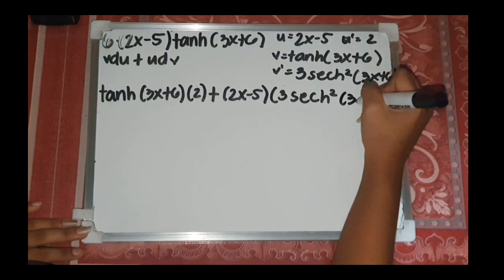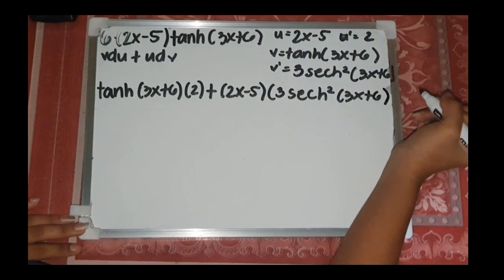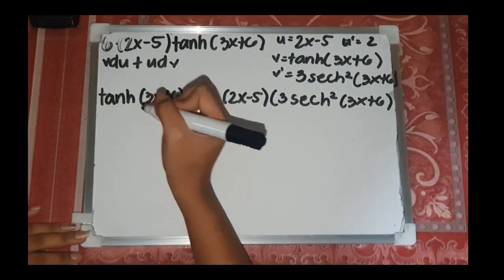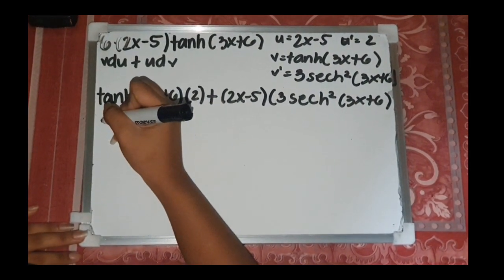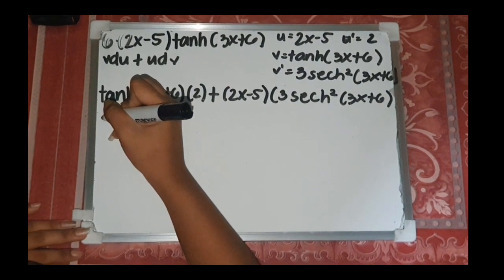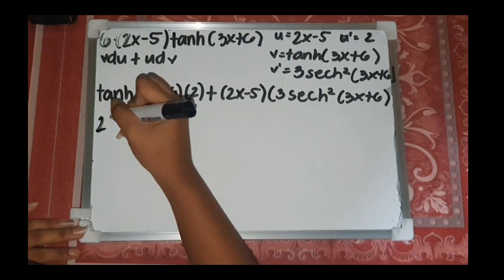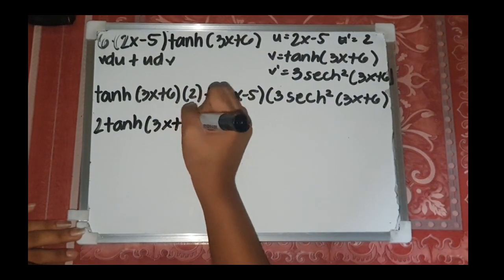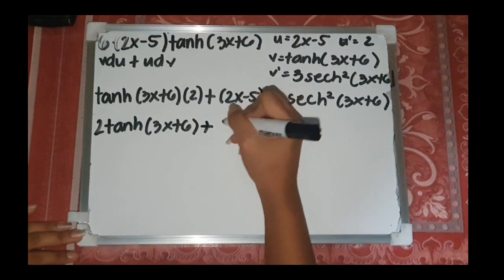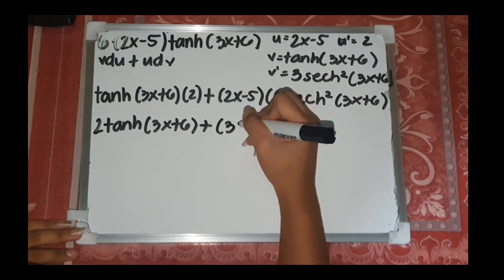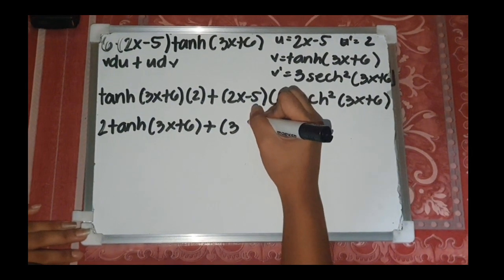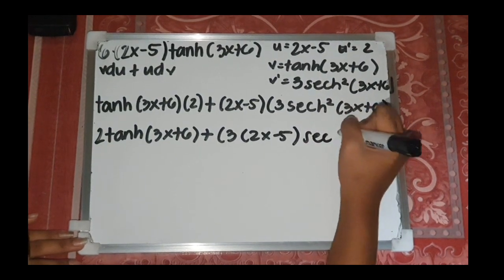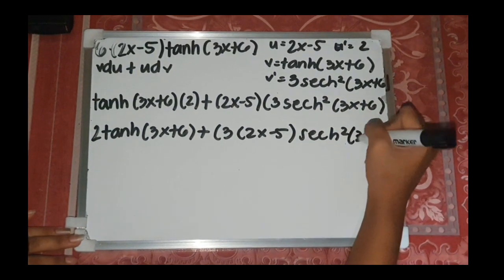And then simplify. 2 hyperbolic tan 3x plus 6 plus 3 times 2x minus 5 hyperbolic secant squared 3x plus 6. So this is our answer.